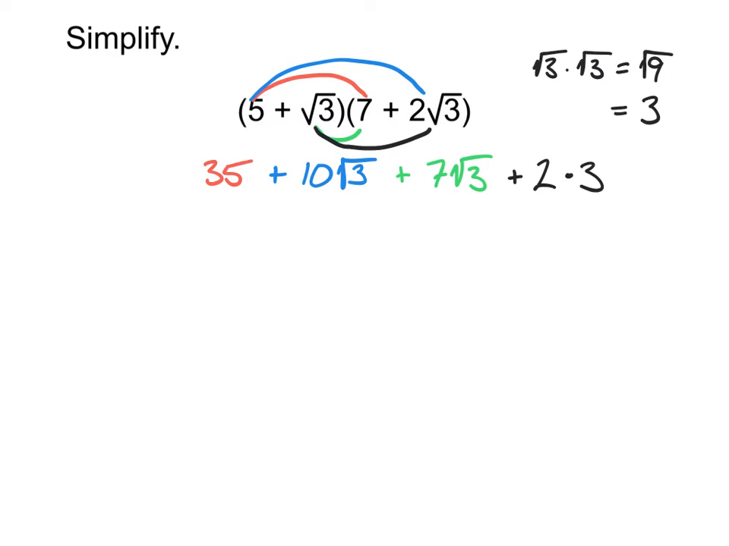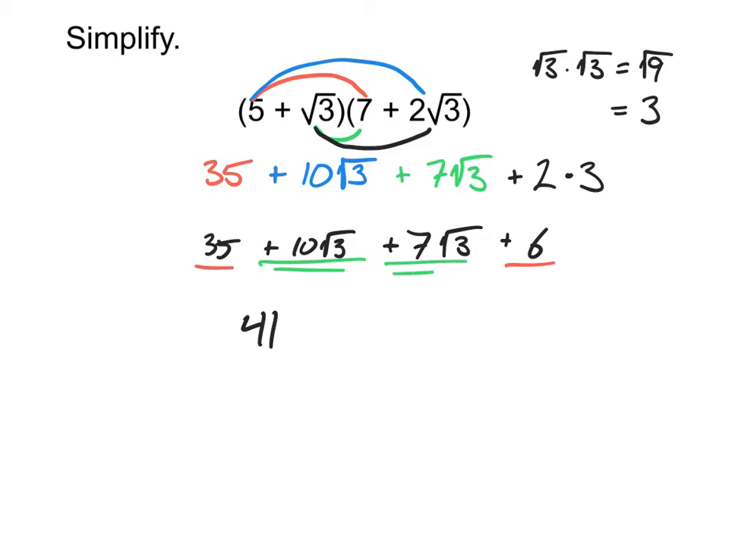From here, it's just a matter of cleaning it up, right? So go ahead and then combine the like terms. And so really that 2 times 3 is just 6. So now when I start looking to combine like terms, you'll notice the 35 and the 6 will be able to combine. So that's going to give me 41. And then the 10 root 3 is going to be able to combine with the 7 root 3. And so when I combine those, that's going to give me 17.